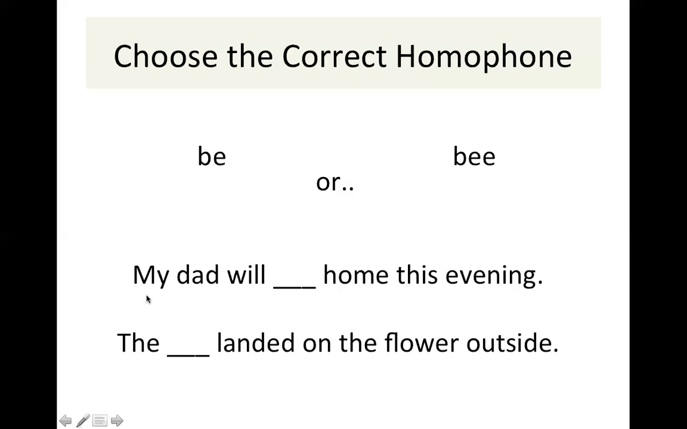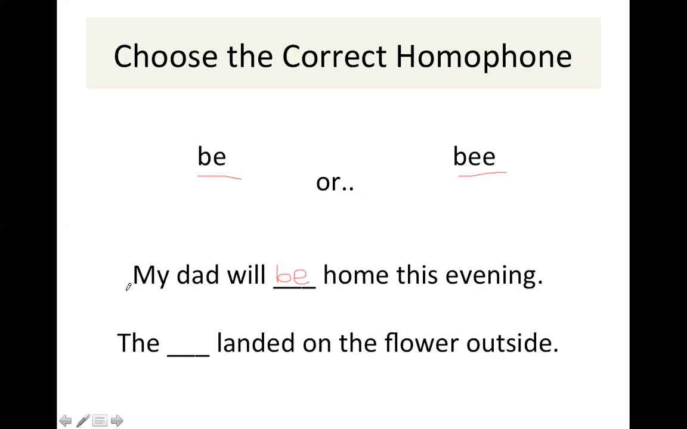So what does this word mean, and how will it fit in these sentences? Let's look at the first sentence together. Now parents, please feel free to help and interact with your student with these activities if they do need help, okay? So my dad will blank home this evening. Will my dad be, as in B-E, or will my dad bee, as in B-E-E? Right, my dad will be, as in B-E, home tonight, be home this evening.